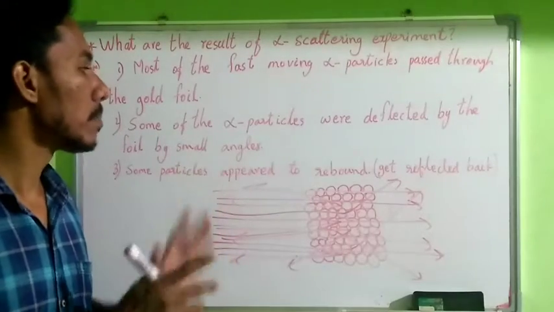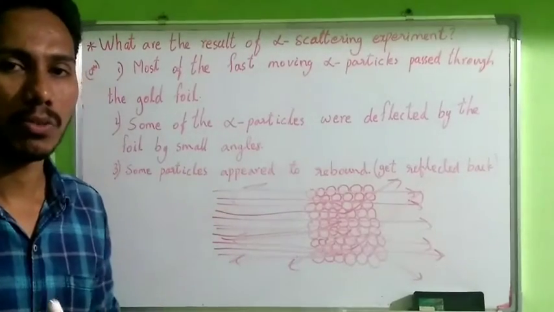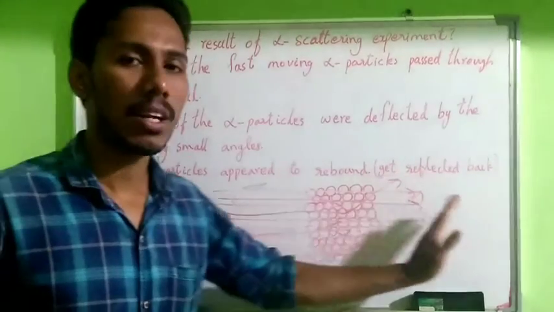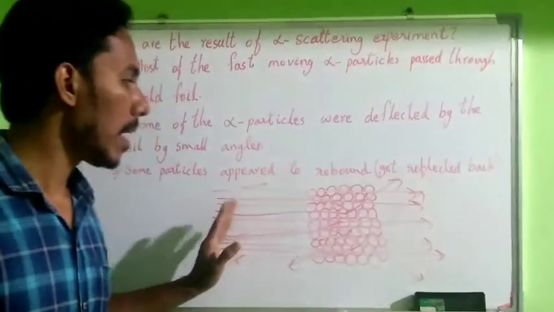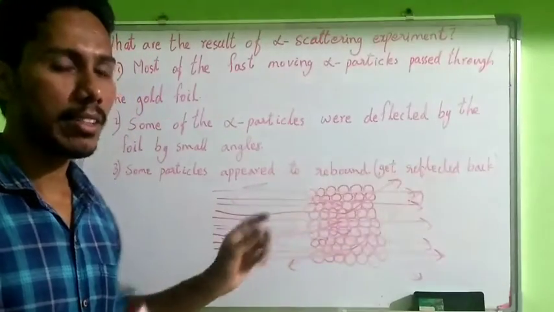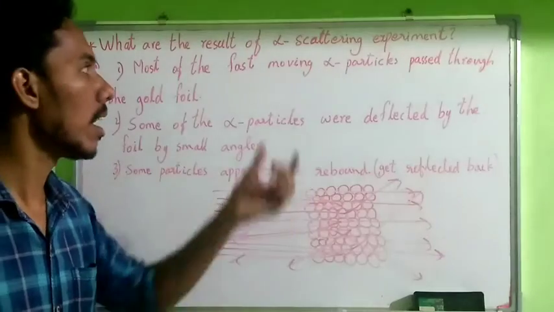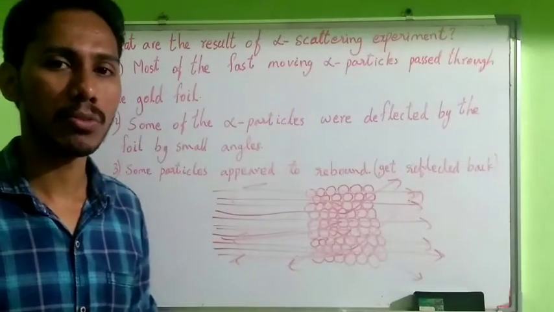It is the experimental observation of Rutherford's alpha particle scattering experiment. Most alpha particles pass through. Some alpha particles get deflected, and a few alpha particles get deflected back. That is the result, the observation of Rutherford.